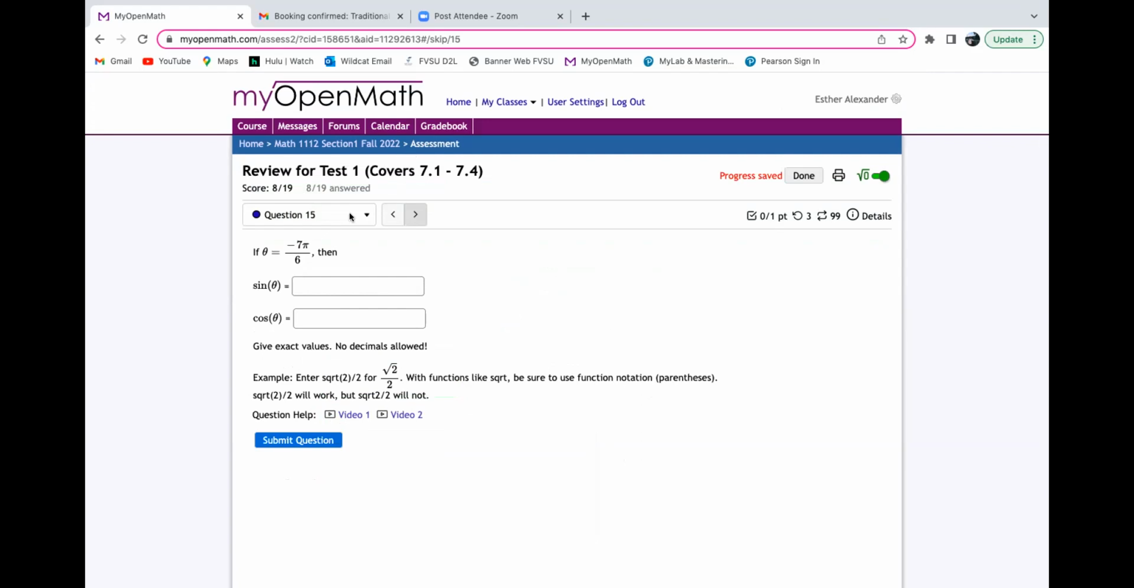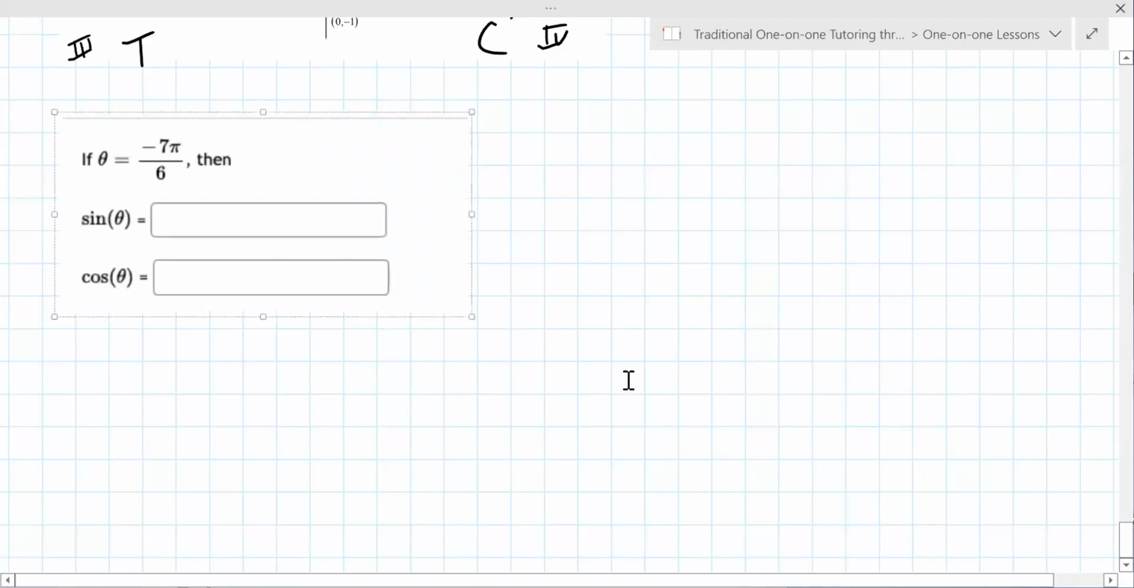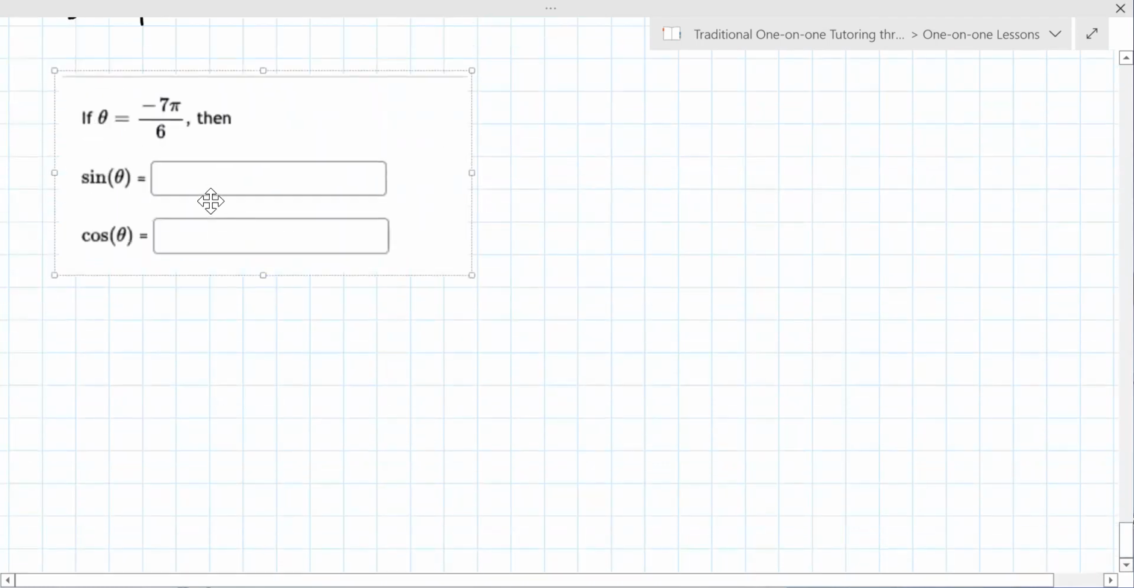Okay, let's do this one if you're okay with it, because it's related to the one we just did. It's got a negative, which is really cool for us for learning. All right, new share screen. So they give you the angle minus 7 pi over 6.